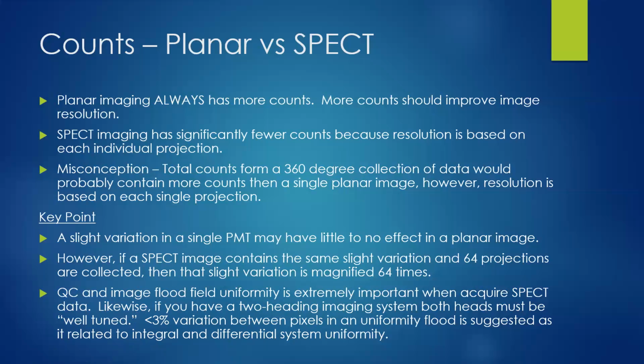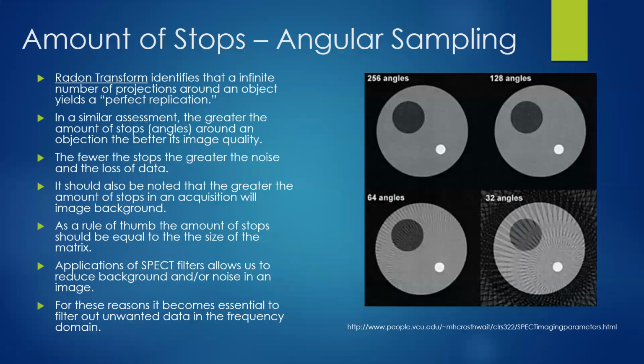Another minor thought in all that is you've got 2 detectors on a camera. Those 2 detectors are also independent in themselves. They're not exactly like each other. They're 2 different animals, 2 different objects. So each individual detector head must be tuned to less than 3% to give you quality information when you're trying to acquire data from a patient.